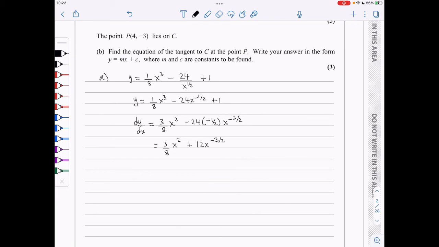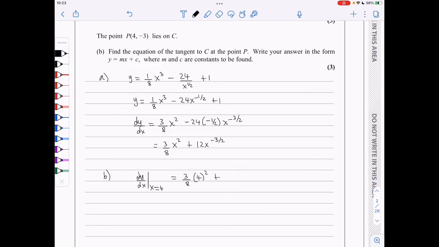Now in part B, we are being given that we've got this point P (4, -3) lying on C, and we need to find the equation of the tangent to C at P, giving our answer in the form y = mx + c. So I will actually start off by evaluating dy/dx at x is 4. This will give me the gradient of the tangent.